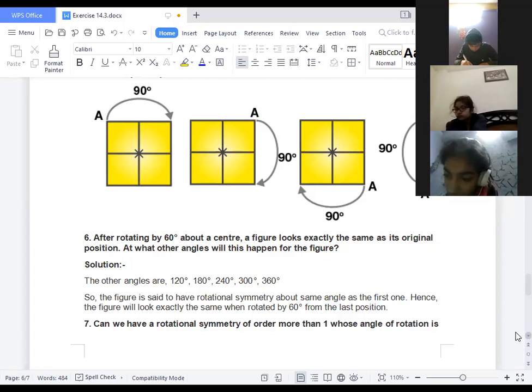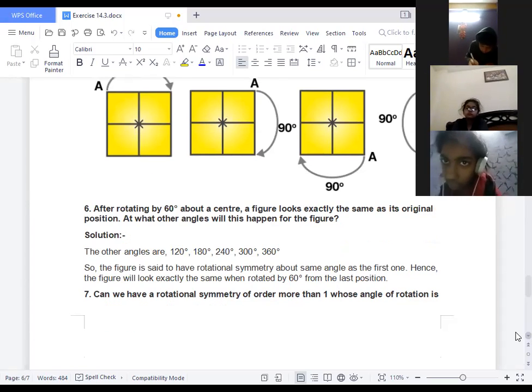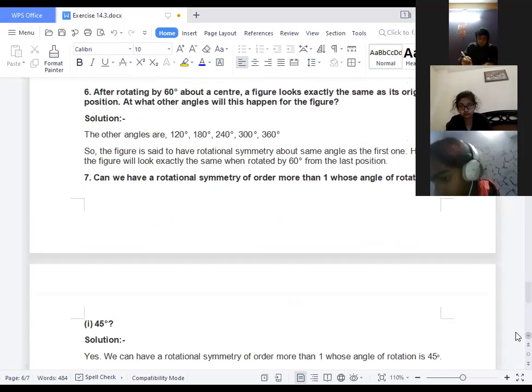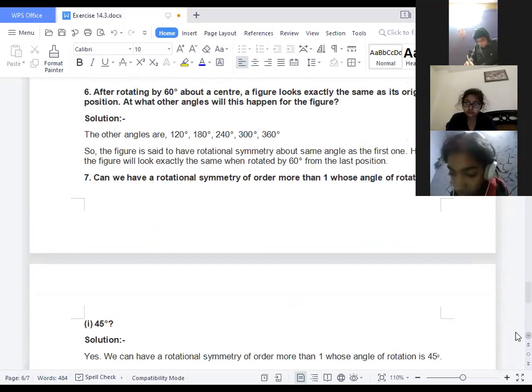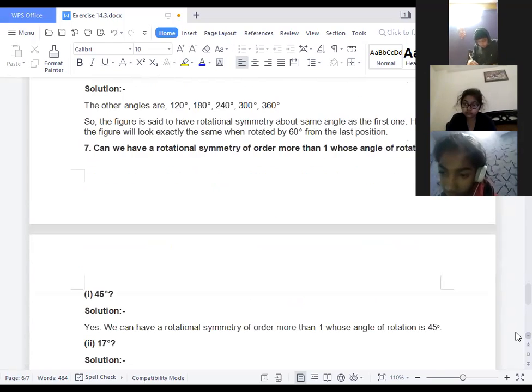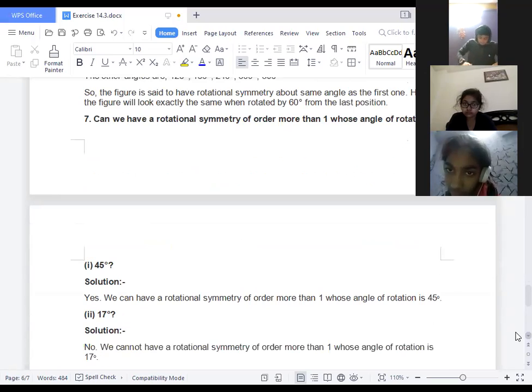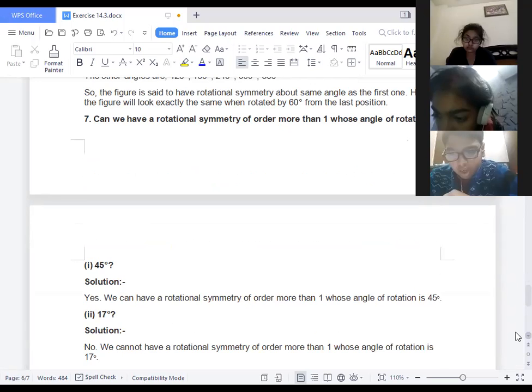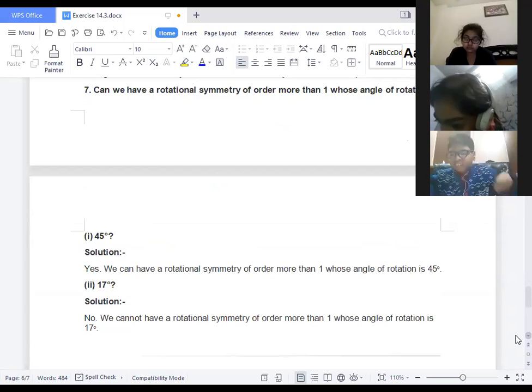Next is: can we have a rotational symmetry of order more than one whose angle of rotation is 45 degrees? The answer is yes, we can have a rotational symmetry of order more than one whose angle is 45 degrees. But for 17 degrees, it's not possible. We cannot have a rotational symmetry of order more than one with an angle of 17 degrees.